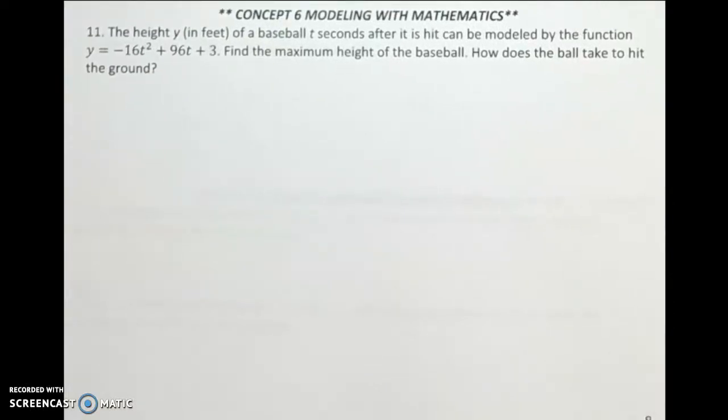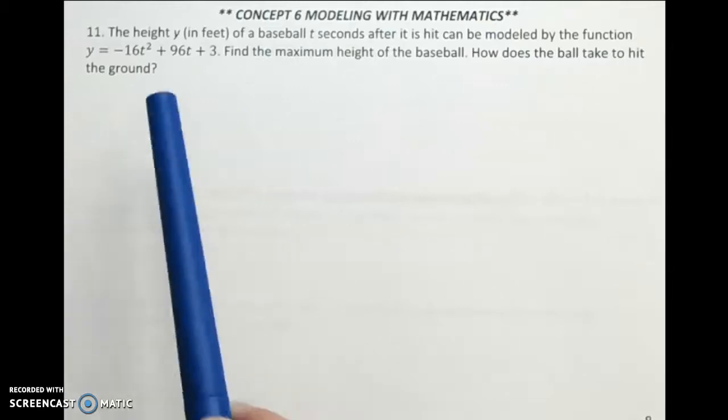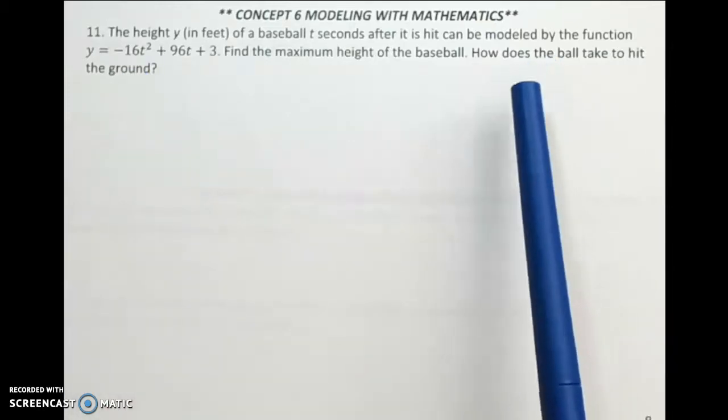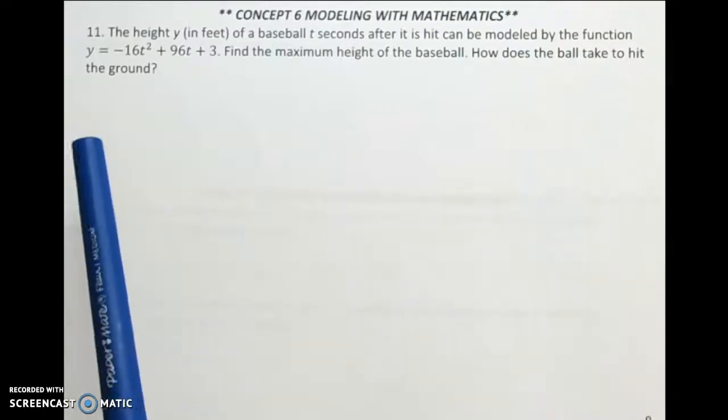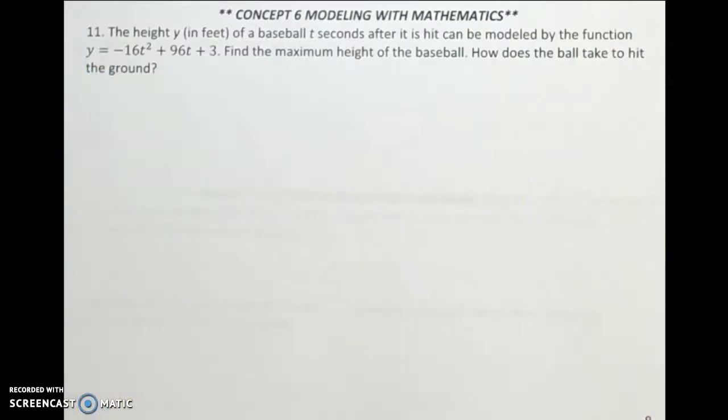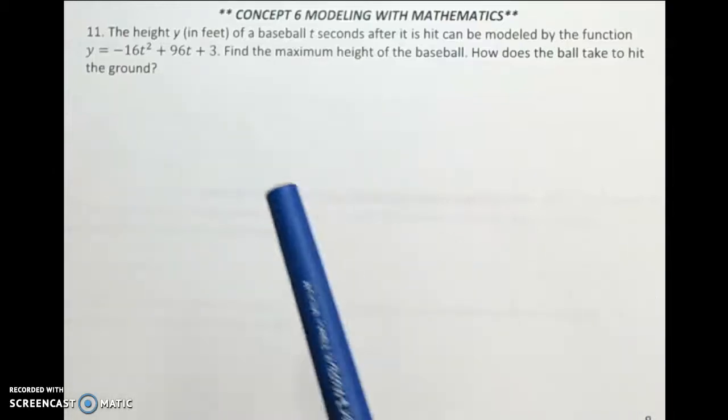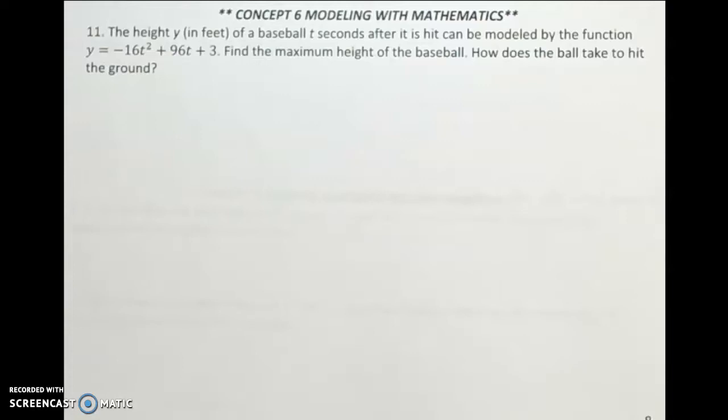The height, y, in feet of a baseball t seconds after it is hit can be modeled by the function y equals negative 16t squared plus 96t plus 3. Find the max height of the ball, which would stem from my vertex, which is why I'm going to take it to vertex form. And then how long does the ball take to hit the ground, how many seconds? That is me solving for t, plugging in 0 for y, which I don't have to do in vertex form, but I'm going to do it anyway. Okay, so here we go.